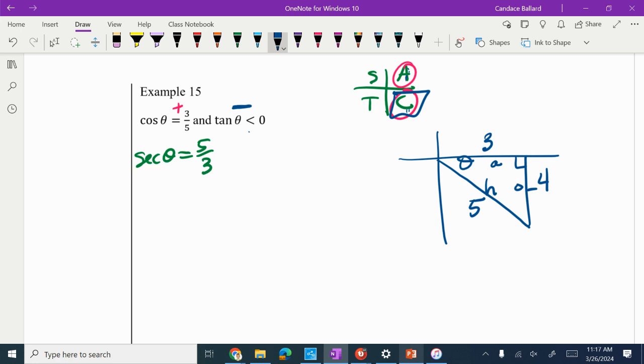All right, now that you have all the parts, get the other 4. So find your other 4 trig ratios. I'm going to give you a minute and a half. Okay? So find the other 4 trig ratios right now. You can do this.